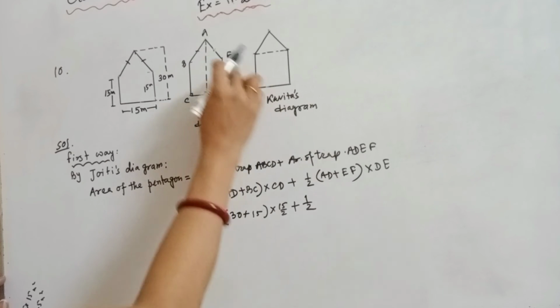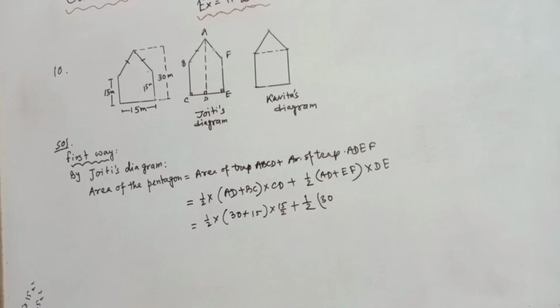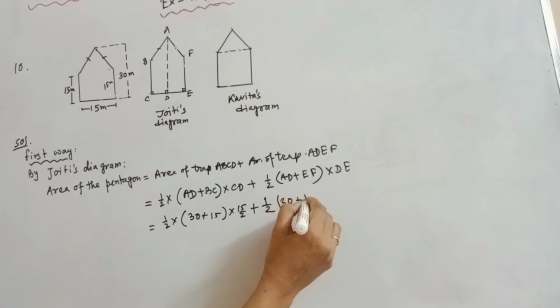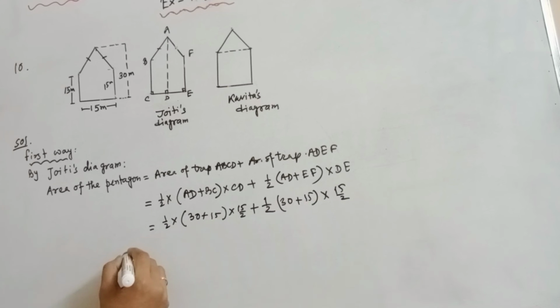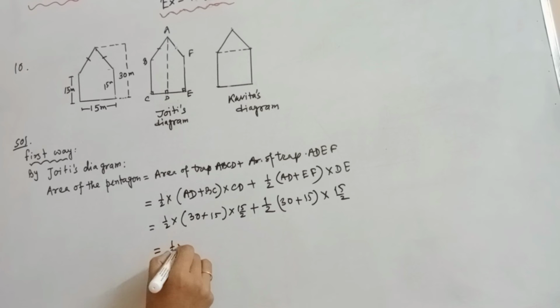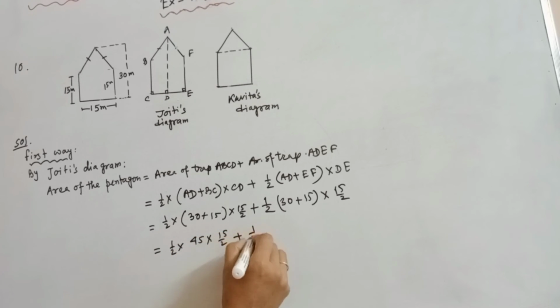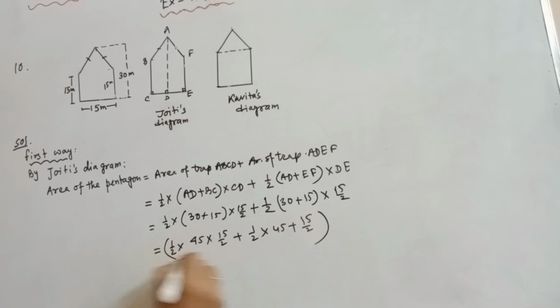So half into (AD, that is 30, plus EF 15) into 15 by 2. The unit I will write afterwards, meter square. Half into (30 plus 15), that is 45, into 15 by 2, plus half into 45 into 15 by 2, meter square. The same thing, we can see that these are the same.